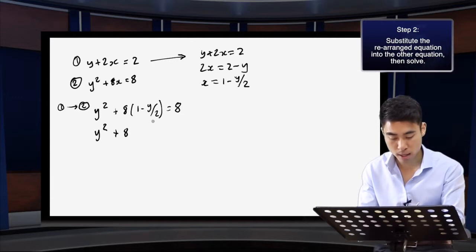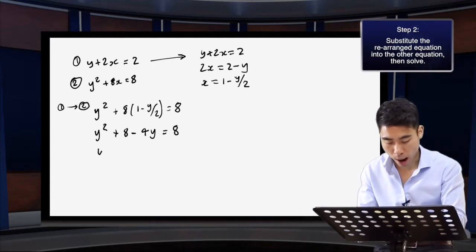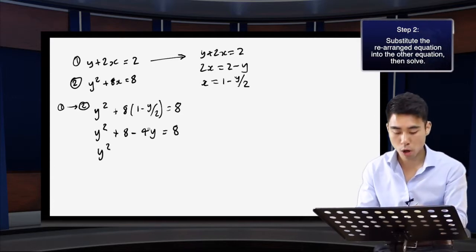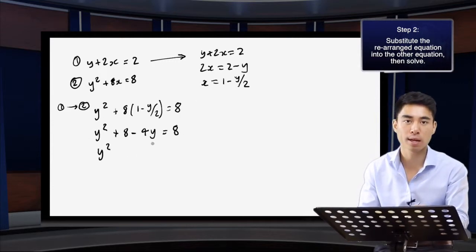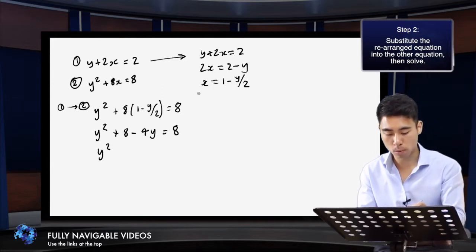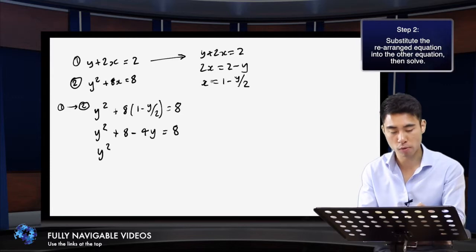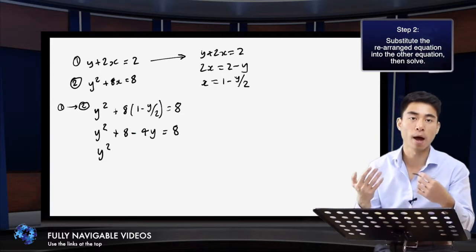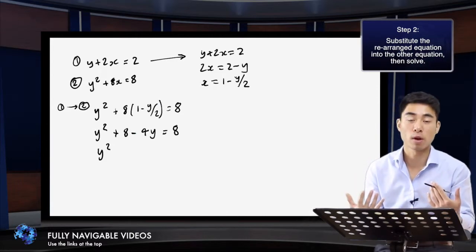So just expanding this out, 8 times 1 gives me 8. 8 times minus y over 2 gives me minus, positive times a negative, 8y over 2, or just 4y. This is equal to 8. Now, what I'm left with here is a quadratic equation. So just remember, when you're dealing with a system of linear equations, the equation that you formed when you substituted your rearranged form of equation 1 or 2 into the other equation was a linear equation. So you can solve that in quite straightforward fashion.